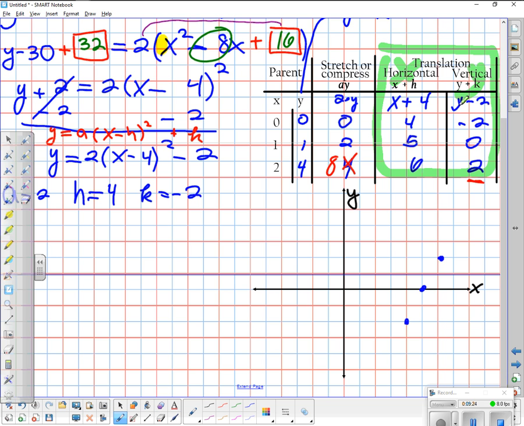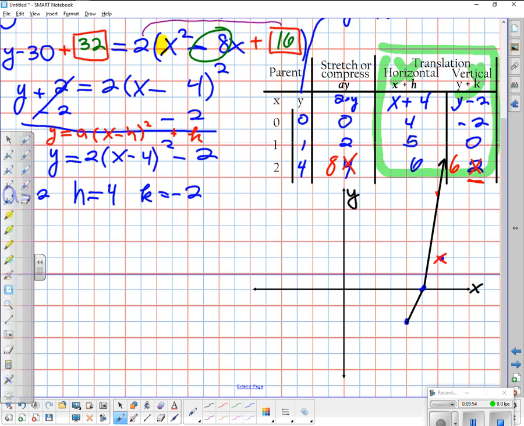Take the y values and subtract 2 from them. So 8 minus 2 will give you 6. Now, this is not 2 anymore. This should be 6. 1, 2, 3, 4, 5, 6. So this is wrong. Okay. Now, connect the first point with the second point and the second to the third. And your parabola will look something like that.